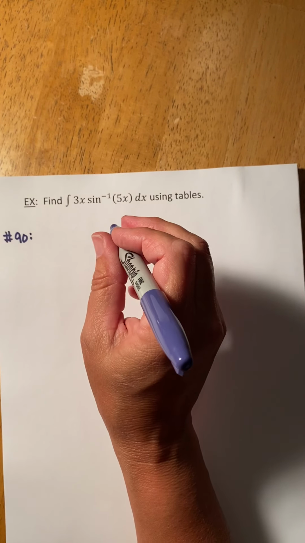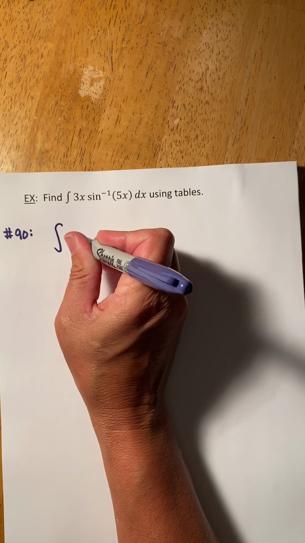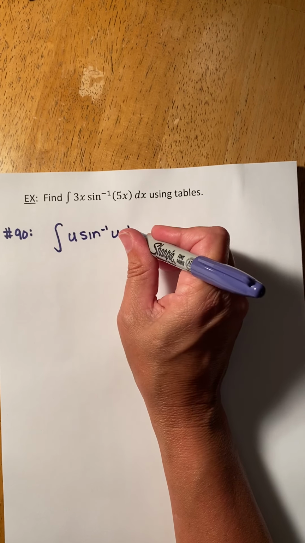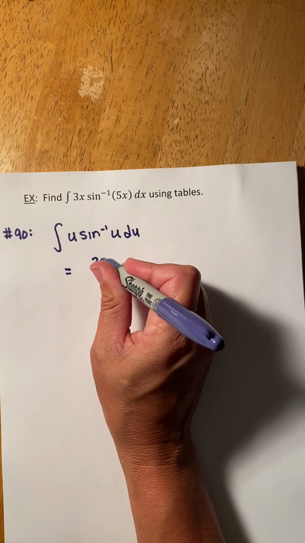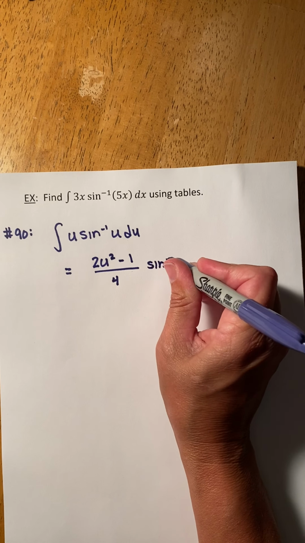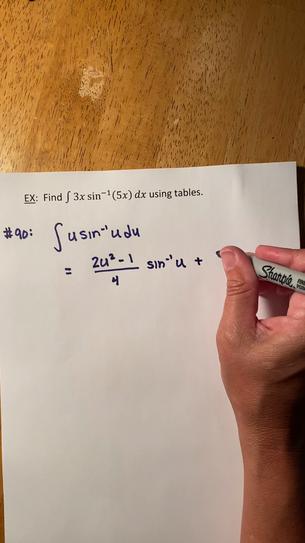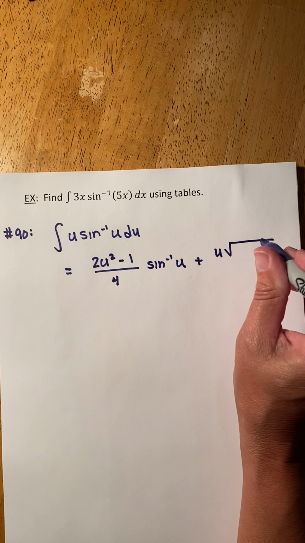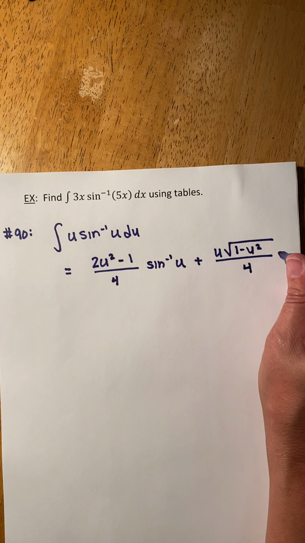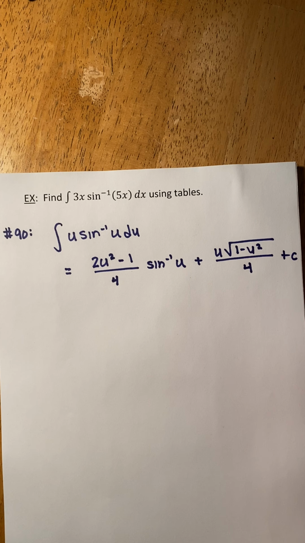Now, it's not exactly the same, but we can make clever substitutions. I have u, the variable, times the inverse sine of u, du, is equal to 2u squared minus 1 all over 4 times the inverse sine of u plus u square root of 1 minus u squared all over 4 plus c. So my guess is this is an integration by parts problem, but it's telling us we can use tables, so that's kind of cool.